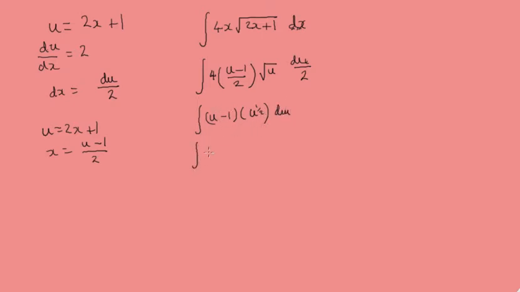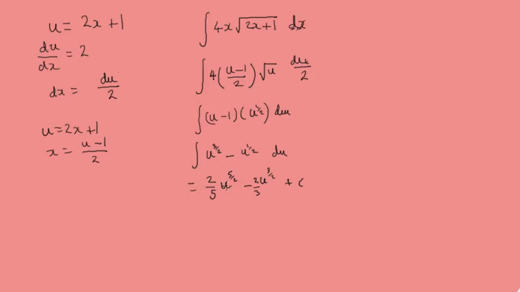So that then becomes u to the power 1 and u to the half. They add the indices together to get u to the 3 over 2 minus u to the power half du. And now we just integrate that. So this will be 2 over 5 u to the 5 over 2 minus 2 over 3 u to the 3 over 2 plus our constant of integration.